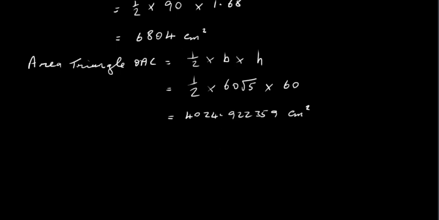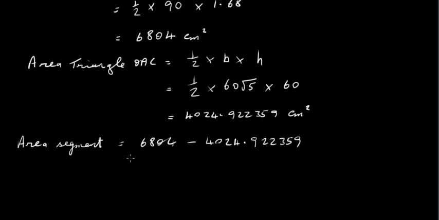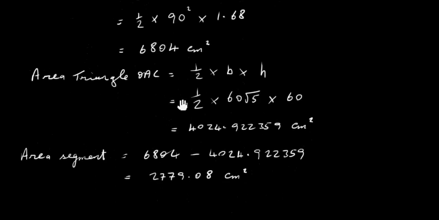So I'll write down the area of our segment, which is just 6804 minus 4024.9225359. If I subtract those, I'll get 2779.08. I've just rounded this a bit here because this is centimeters squared. Remember, the question asks us to give our answer in meters squared.